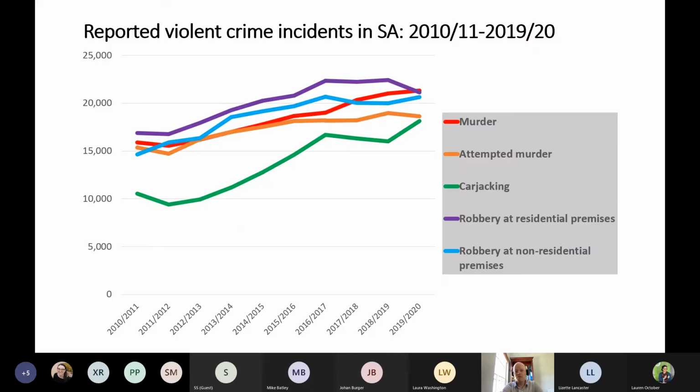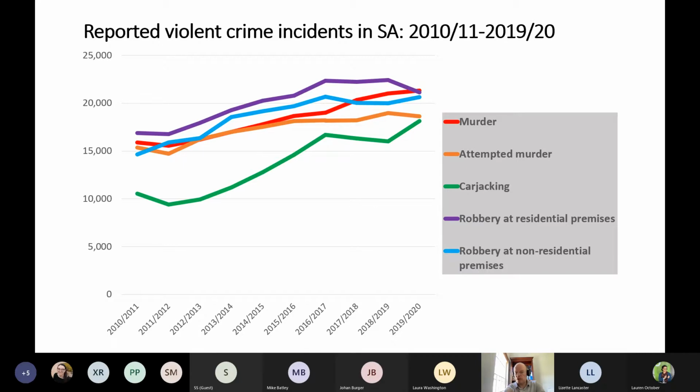To start off, let's look back at what the trend has been like in South Africa over the past 10 years or so. I've pulled five categories here to show you the trend: murder, attempted murder, carjacking, robbery at residential premises, and robbery at non-residential premises. All are on an upward trajectory from 2010, 2011 onwards, up until the most recent annual crime stats that came out in September, October last year. So it gives you an idea of trend. All those categories of crime have gone up.